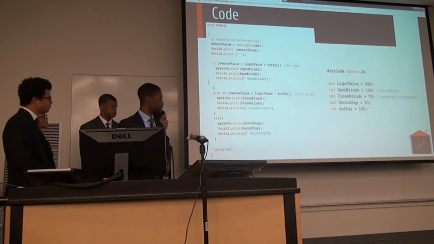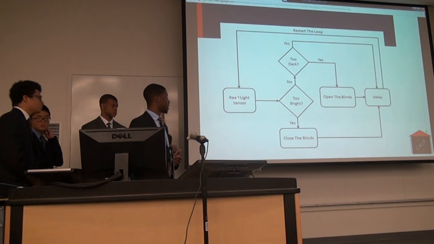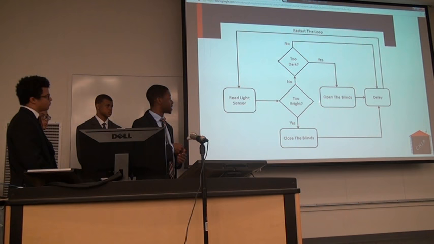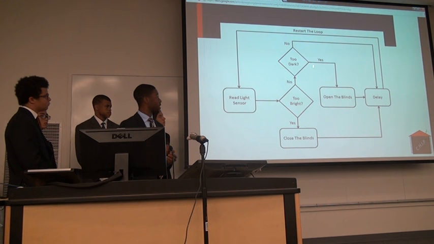So this is the easier version of the code. What happens is that the light sensor reads and determines if it is too bright. If so, it will close the blinds, delay, and restart the loop. If it is not too bright, it will go and ask if it's too dark. If it is too dark, it will open the blinds, go to the delay, and then restart the loop. If it is neither too bright nor too dark, it will go to the delay and restart the loop because it needs to do nothing.